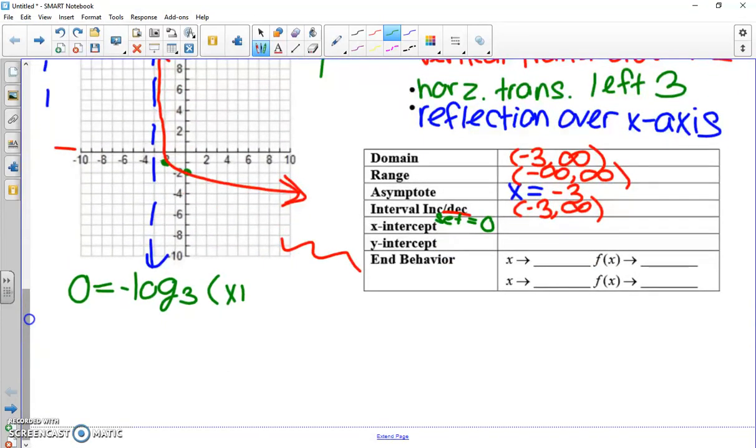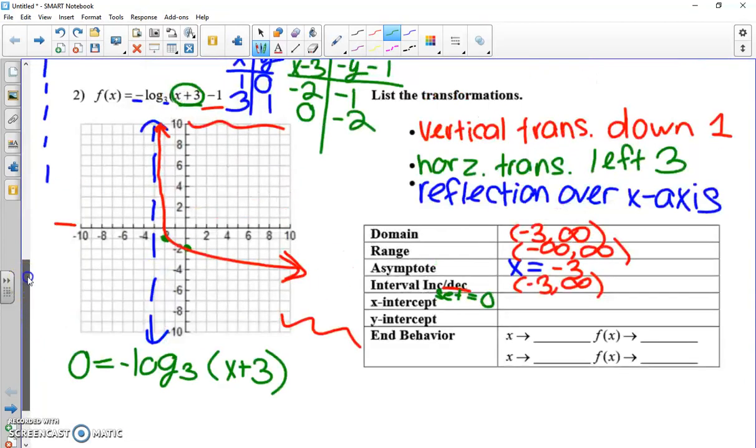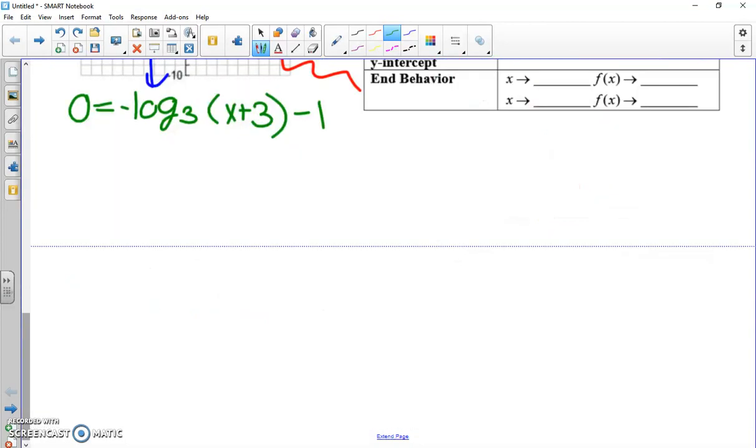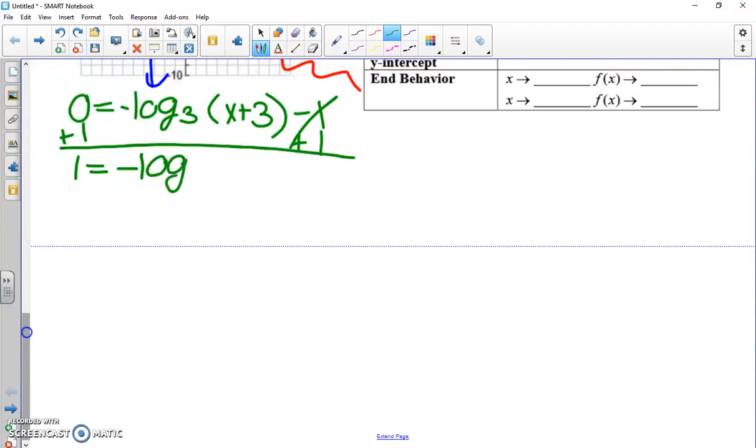So anyway, x plus 3, what is it, -1? Yeah. All right, so we have to solve this. We set it equal to 0, and we solve. So let's go through and solve this. First, remember, we always move the outside parts first. We do order of operations backwards. Okay, so we're going to have 1 equals -log base 3, x plus 3.